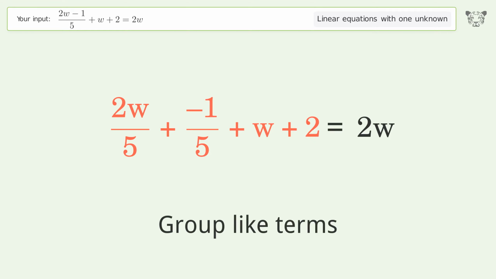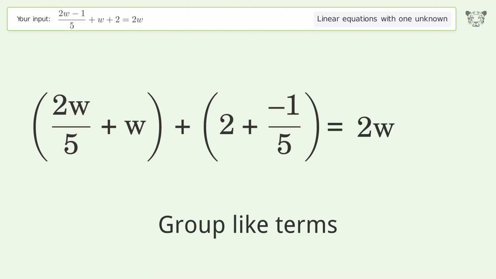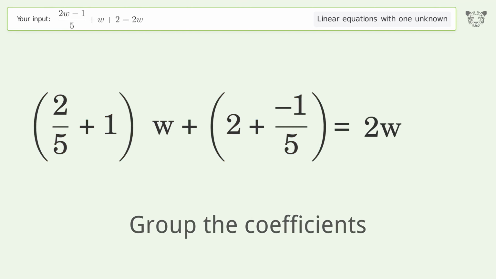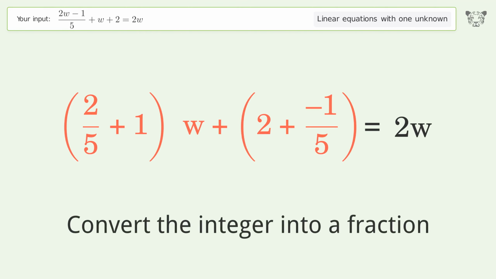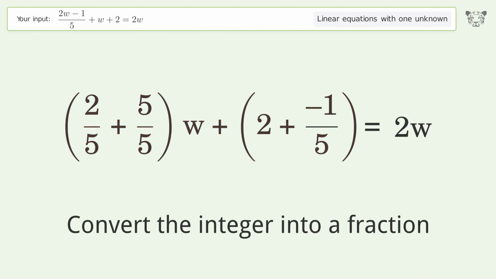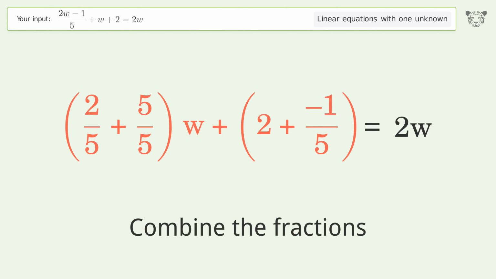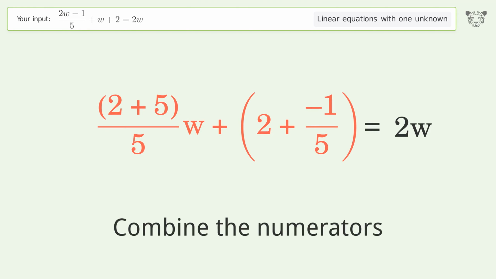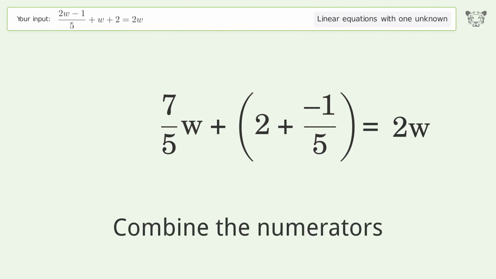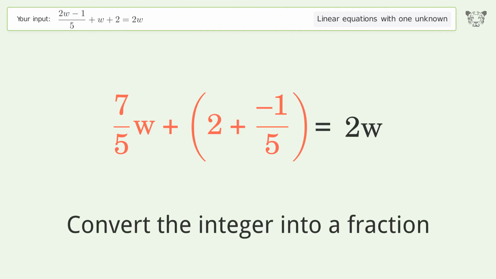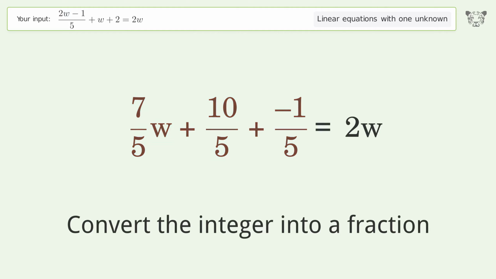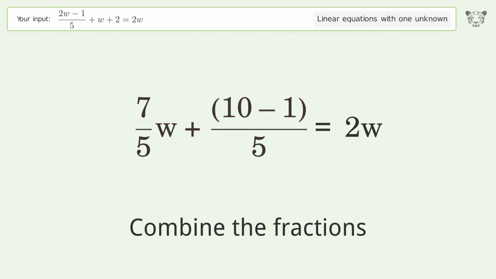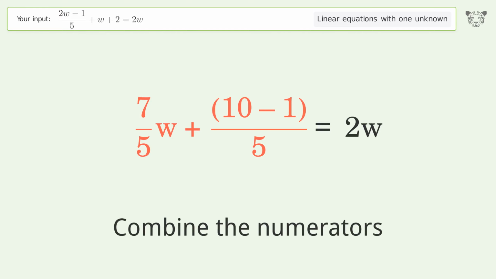Group like terms. Group the coefficients. Convert the integer into a fraction. Combine the fractions. Combine the numerators. Convert the integer into a fraction. Combine the fractions. Combine the numerators.